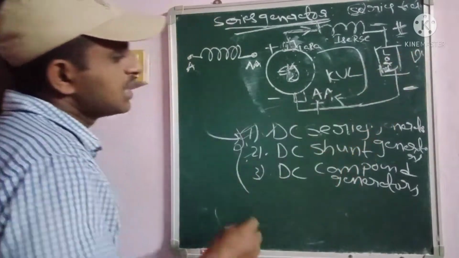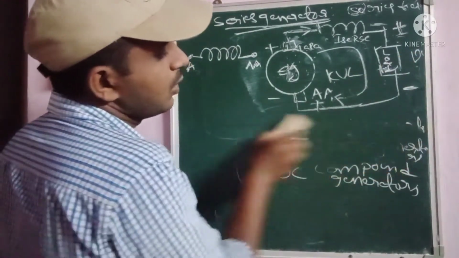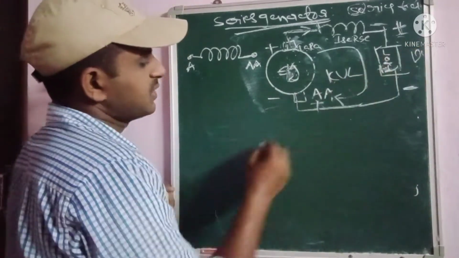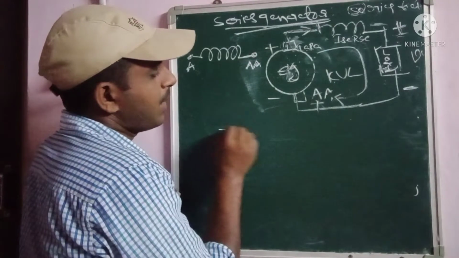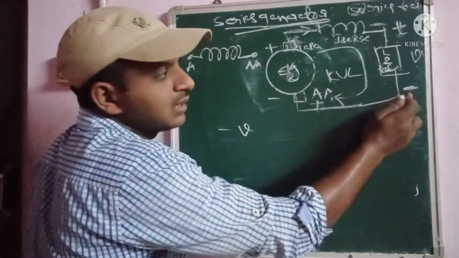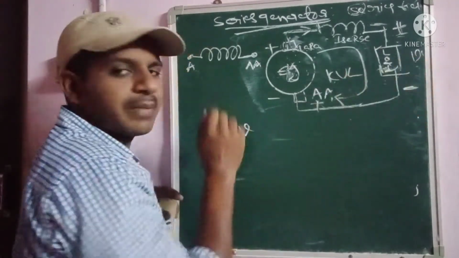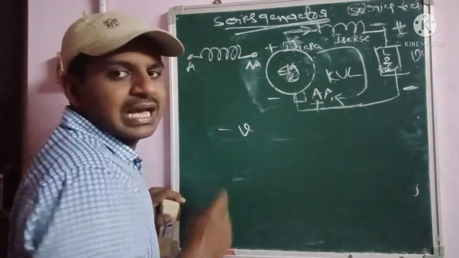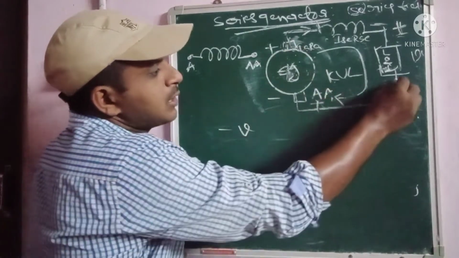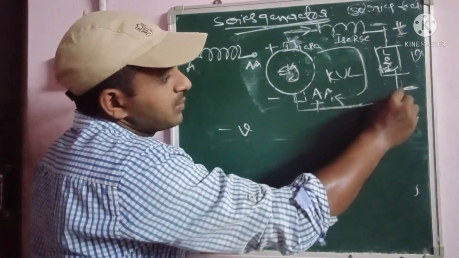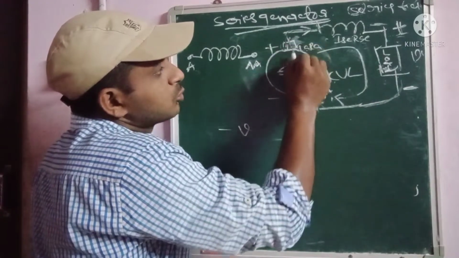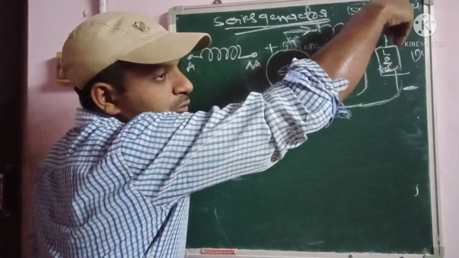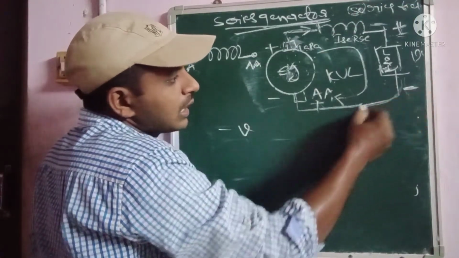So from this equation, according to Kirchhoff's law, we first write minus V. Why? Because this is the minus terminal, and the load voltage is V, so it is given as minus V. As for the current, it flows through the armature winding, to the field winding, to the load, entering at the positive and leaving at the negative terminal.